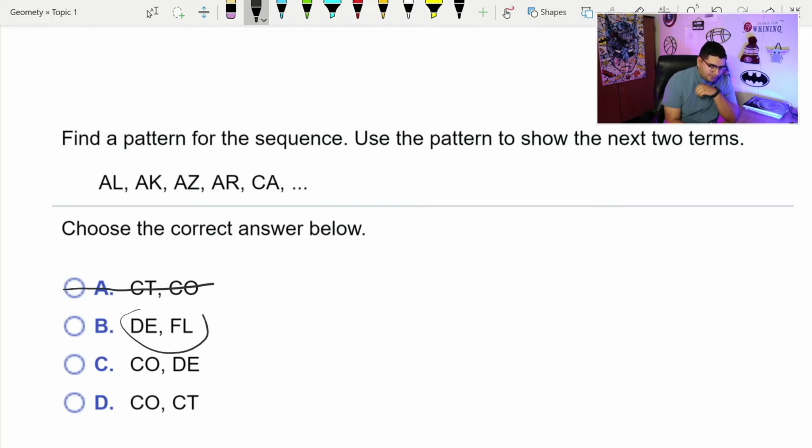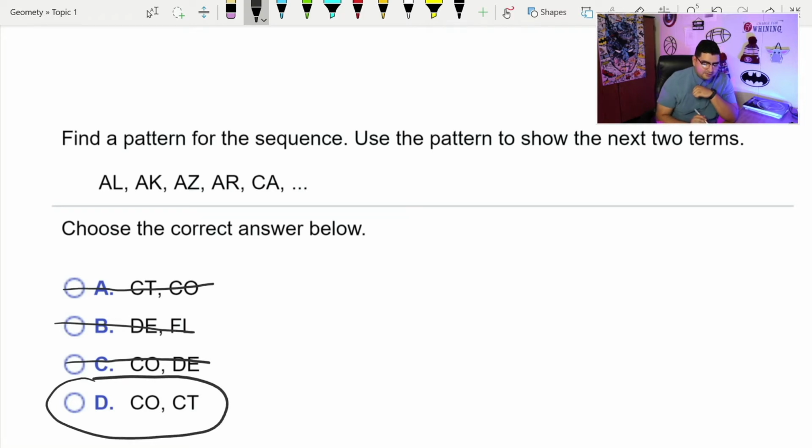Although these are in alphabetical order, they are not the correct ones that would follow California. So that is also not the correct answer. Again, these are also in alphabetical order, but they are not including the ones we need. So it's missing one. Here we finally have the two states that would come after California if we were listing them based on their abbreviations in alphabetical order. So this would be our final answer.